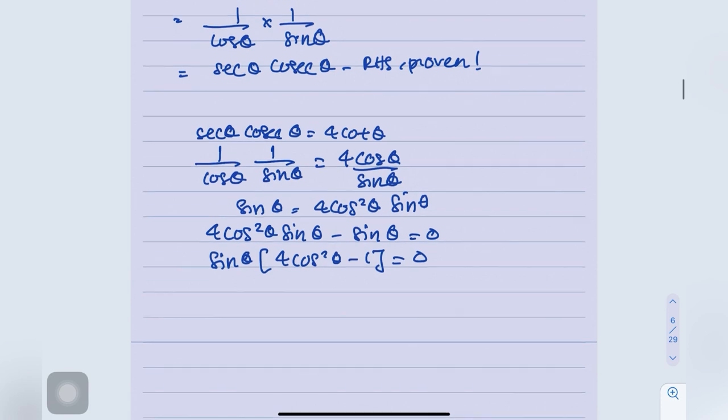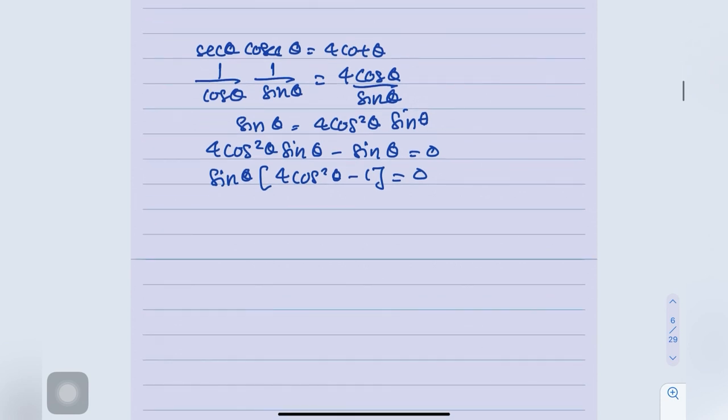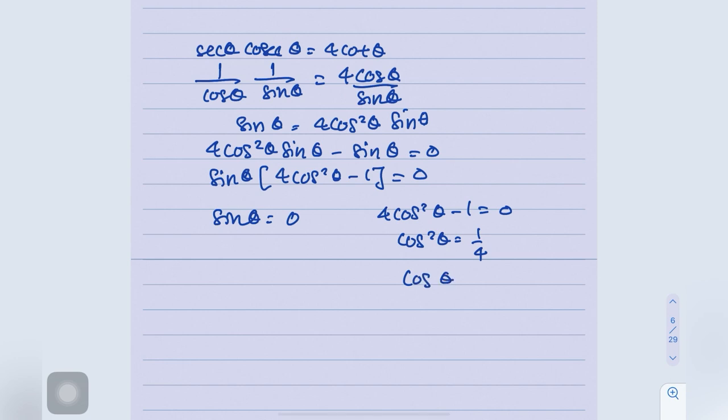Then we solve this equation. So sine theta equals 0 and 4 cos squared theta minus 1 equals 0. So then cos squared theta equals 1 over 4. So cos theta equals the square root of 1 over 4, so plus or minus 1 over 2.